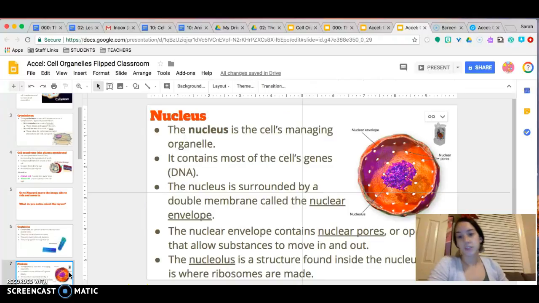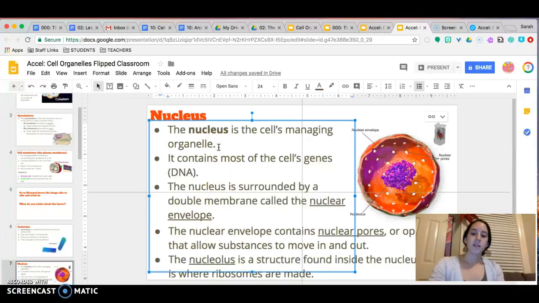Next one, nucleus. There's a lot going on with the nucleus. So first things first, the nucleus is the cell's managing organelle. I like to pretty much call this the control center. So here's the thing with our nice control center. Think of the nucleus as the brain of a cell. That's pretty much what you need to know.